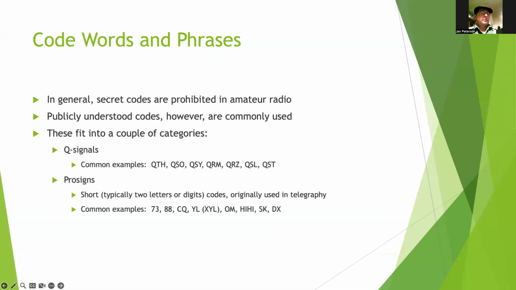88 is similar. It's hugs and kisses. Probably best to use that with your YL or XYL, which is the next one. YL is young lady. So my young lady is my wife. She's no longer my YL. She's my XYL. She's still my wife, but she's not young anymore. You're going to get in trouble if you send it. Let me tell you, if I send 88 to a YL, I'm in trouble.